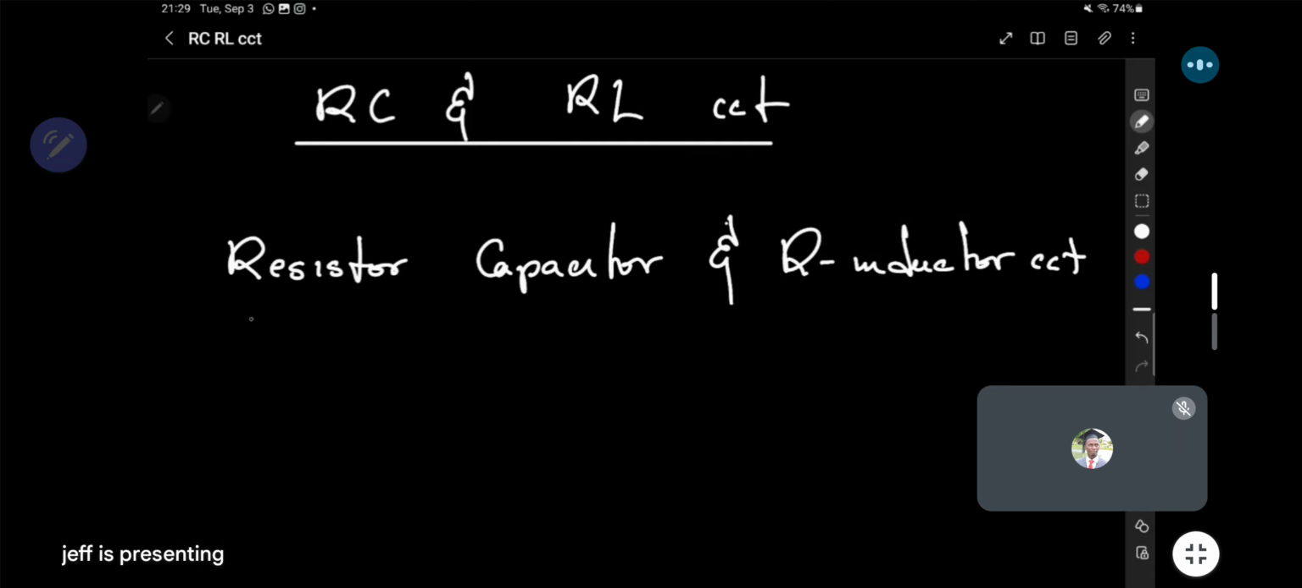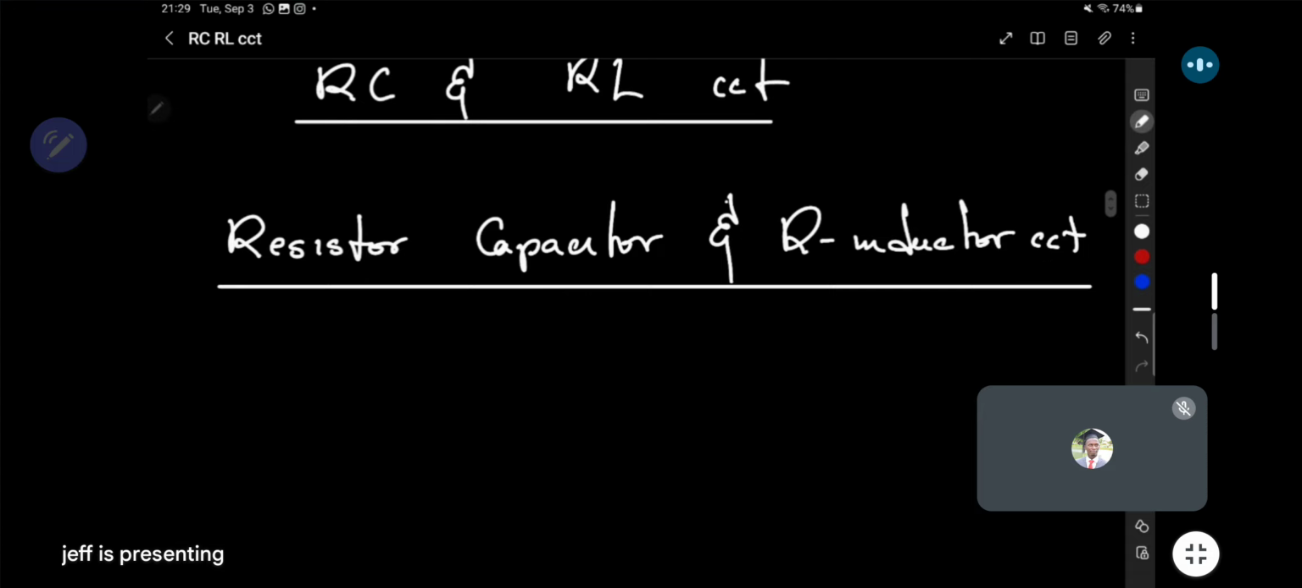CCT is just going to be for circuit. So this is what we want to see: how we handle this type of circuits. To a large extent, the treatment of these circuits is going to be similar to the circuits that we've been looking at so far in this course, but there are going to be some slight adjustments.